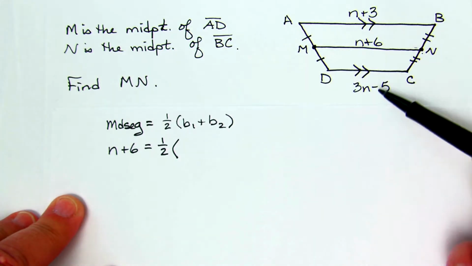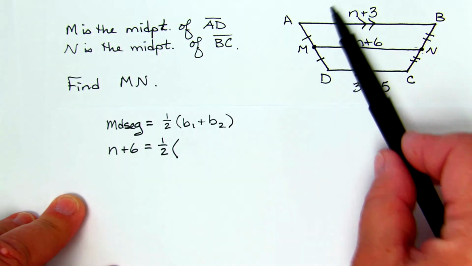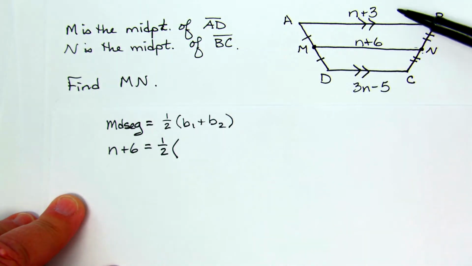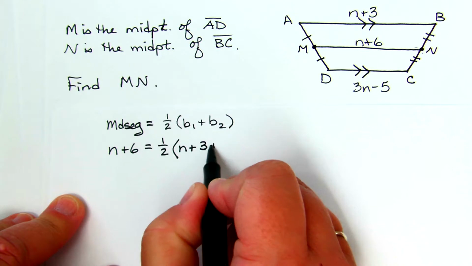Now, it doesn't matter which base that you list first. Some people like to put the smaller base first and then the longer base, or some people like to do the top and the bottom. It really does not matter which one you list first. We're just going to add the two bases.